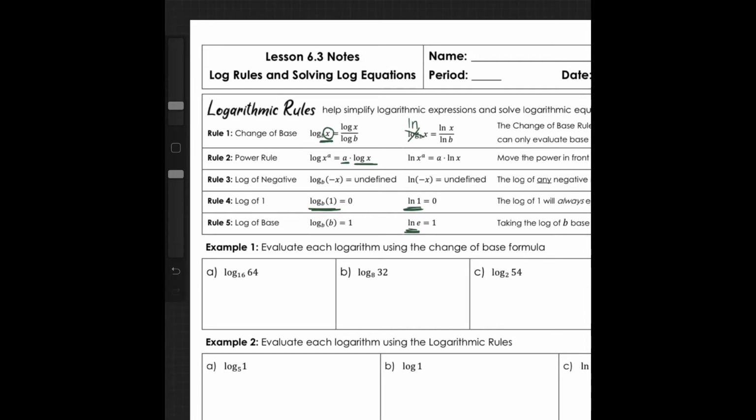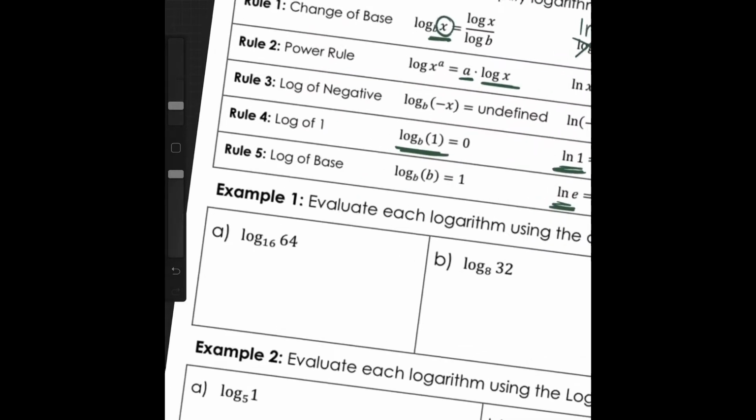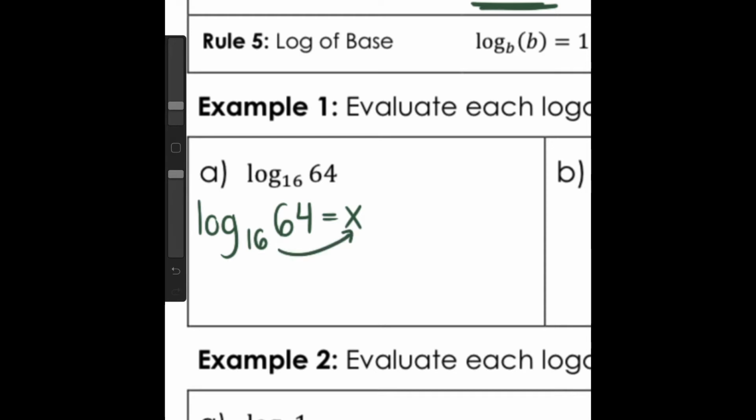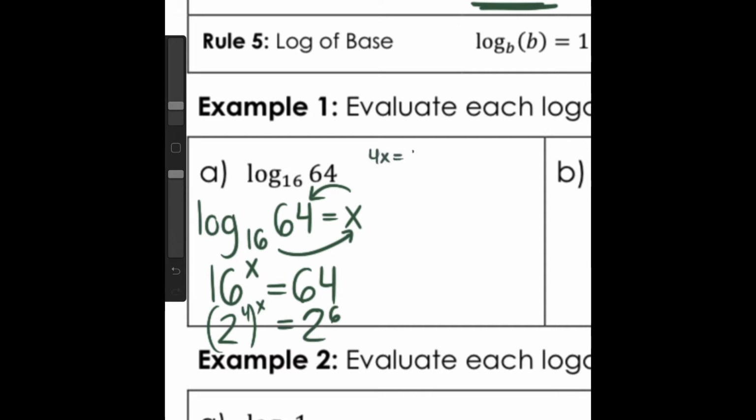So let's go ahead and evaluate using the change of base formula. For this one, I'm going to show you how the change of base works, and I'm also going to show you quickly using the method that we learned about in our last set of notes. This is log base 16 of 64. We set it equal to a variable x, so 16 to the x is equal to 64. That could be rewritten as 2 to the 4th power, and this can be written as 2 to the 6th power. So 4x is equal to 6, which means x is equal to 3/2.